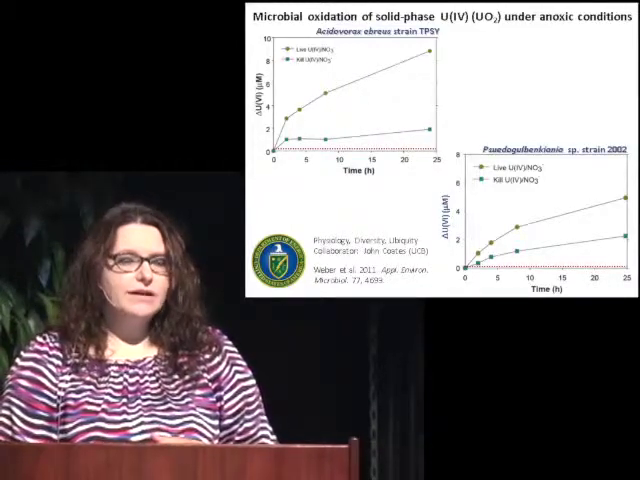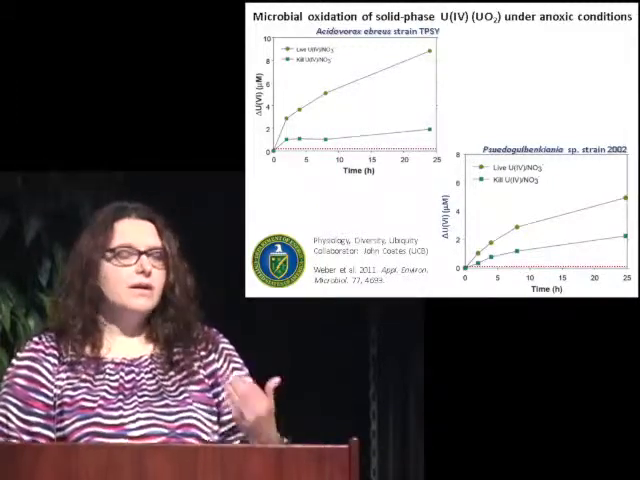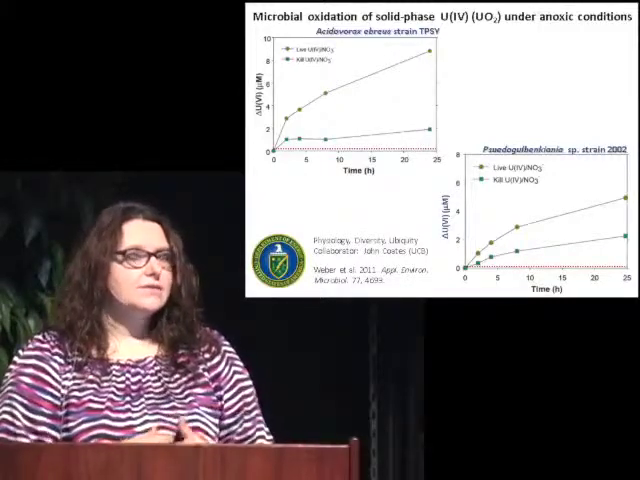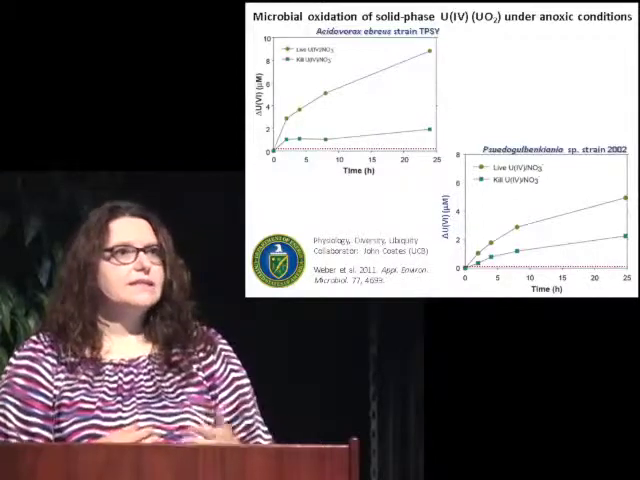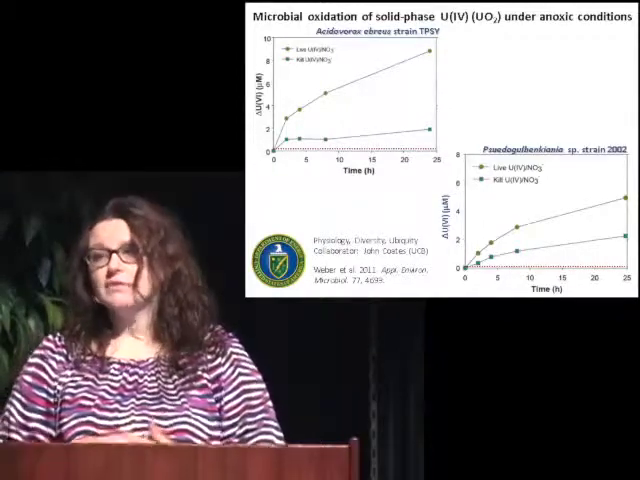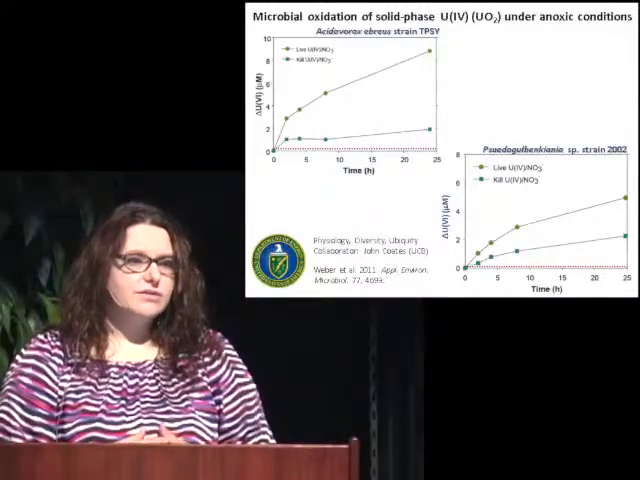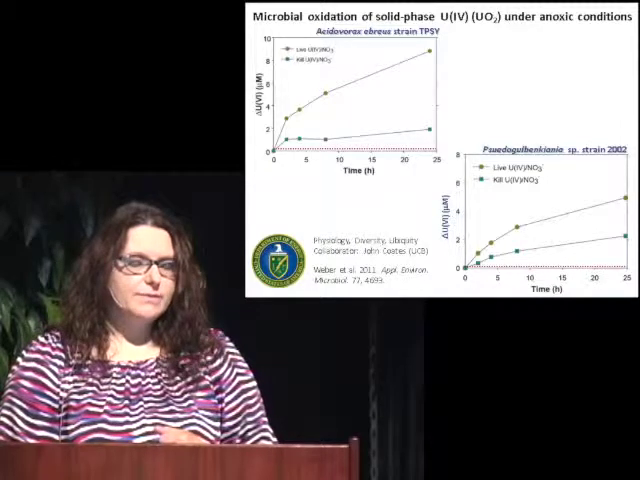I do want to point out that I isolated Acidovorax ebreus strain TPSY from a contaminated site in Oak Ridge, Tennessee. So this is one of their sites at Oak Ridge National Laboratory that is contaminated with spent nuclear fuel. So it has high concentrations of nitrate as well as high concentrations of uranium present at that site. And this organism was isolated from the groundwater.